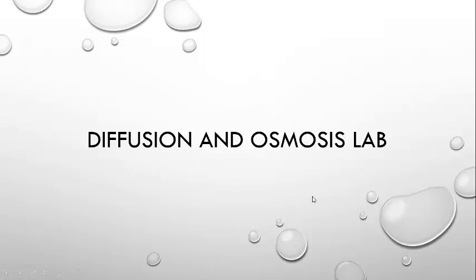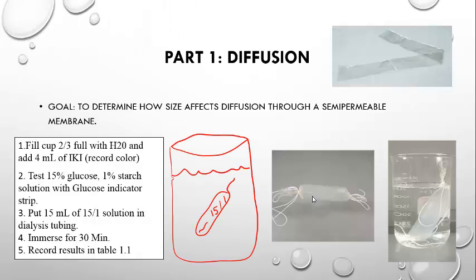Welcome to AP Biology. This video is on the Diffusion and Osmosis lab. This lab has three parts to it. Part 1 is on diffusion. Specifically, the goal of Part 1 is to determine how size affects diffusion through a semi-permeable membrane.